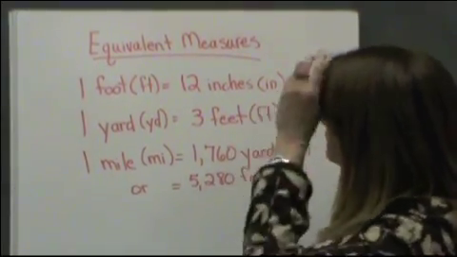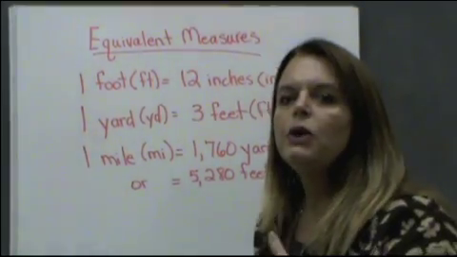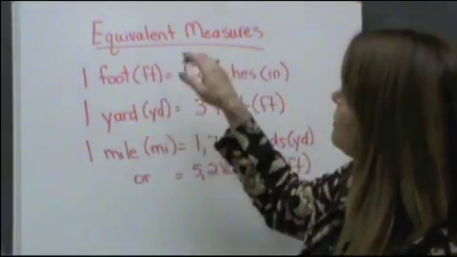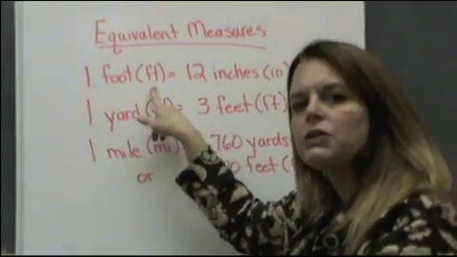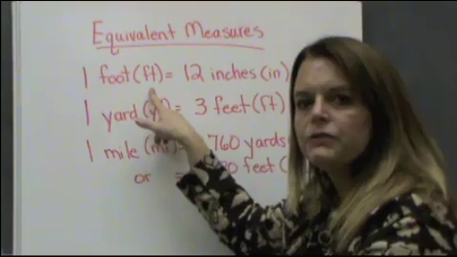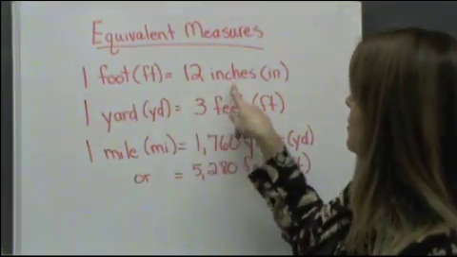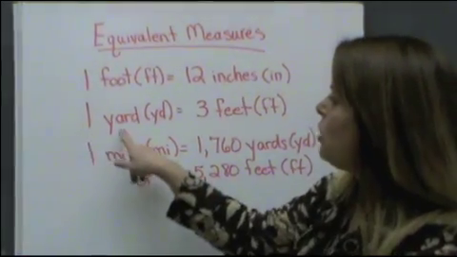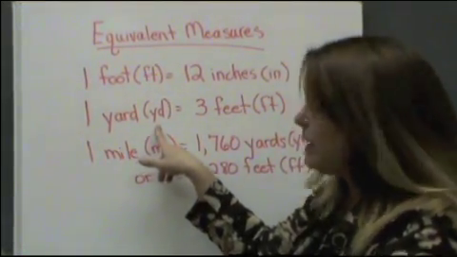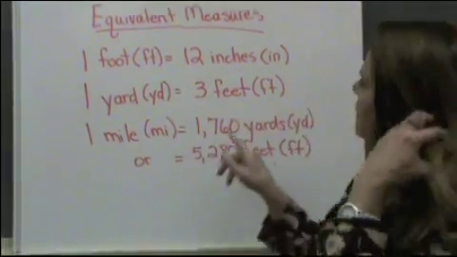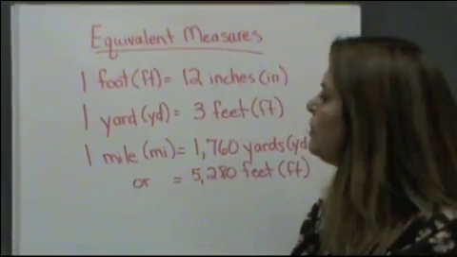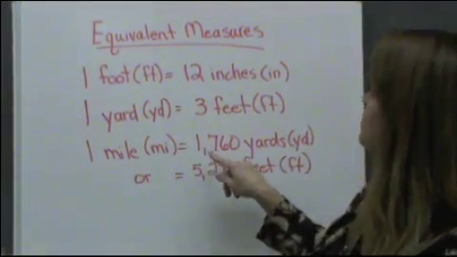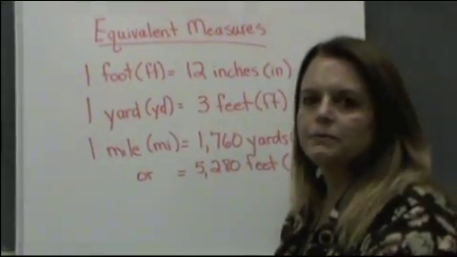Now these are some important equivalent measures that you're going to have to know when you're measuring things and when you need to change them into a different unit. Okay, so the equivalent measures, and I've put the abbreviation here for each of these. FT is foot. 1 foot equals 12 inches, and the abbreviation for inches is just IN. 1 yard, that's abbreviated YD, equals 3 feet, and again, I've abbreviated feet for you. 1 mile, it's abbreviated MI, but this one's fine. 1 mile equals 1,760 yards.